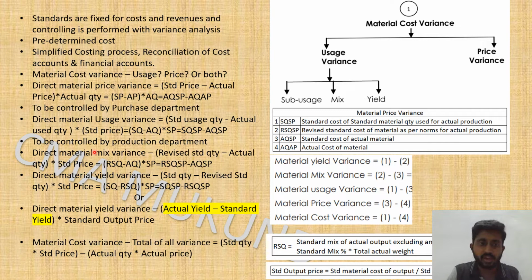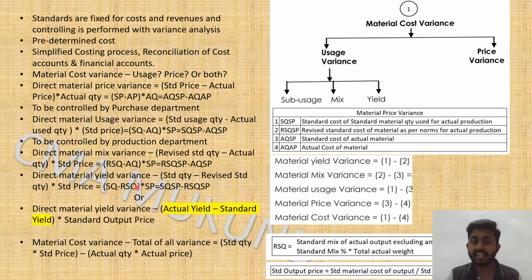So, of course, material mix variance is a type of usage variance. So here also we are going to change in the quantity or change in the usage multiplied by the standard price. Very similar to material usage variance. So material usage variance is standard quantity minus actual quantity, what is the end product, multiplied by the standard price. But what is the mix variance? Revised standard quantity minus actual quantity multiplied by the standard price. So this is the material mix variance.